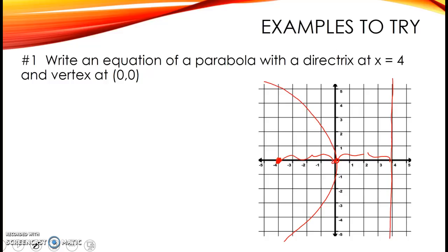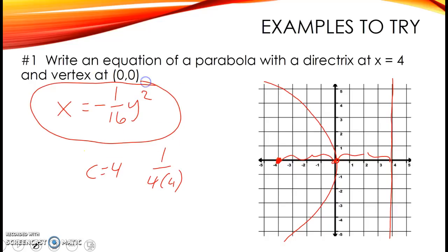So I know it's going to be in this form, where we have x and we have a y squared. I know that the a value is going to be negative because it opens to the left. I know that the c value is 4, so that means 1 over 4 times c is 1 over 4 times 4, which is 1 over 16. So the equation for this particular parabola is x equals negative 1/16 times y squared.